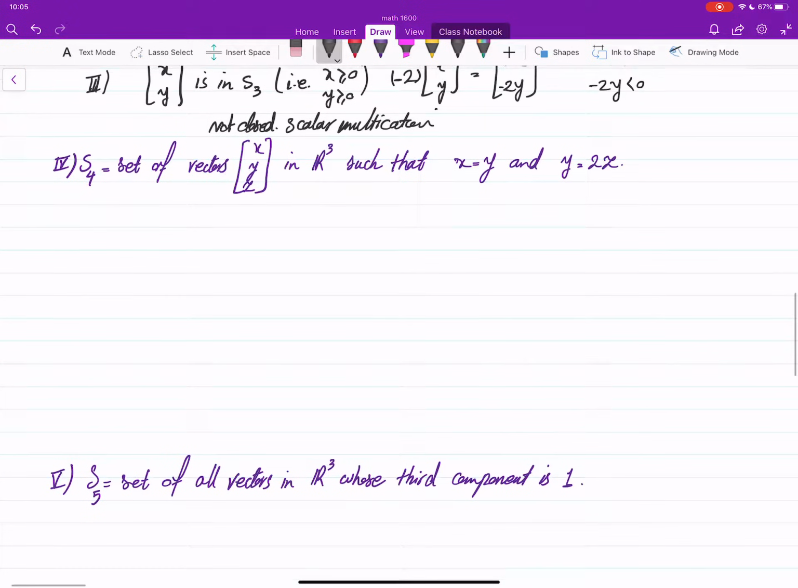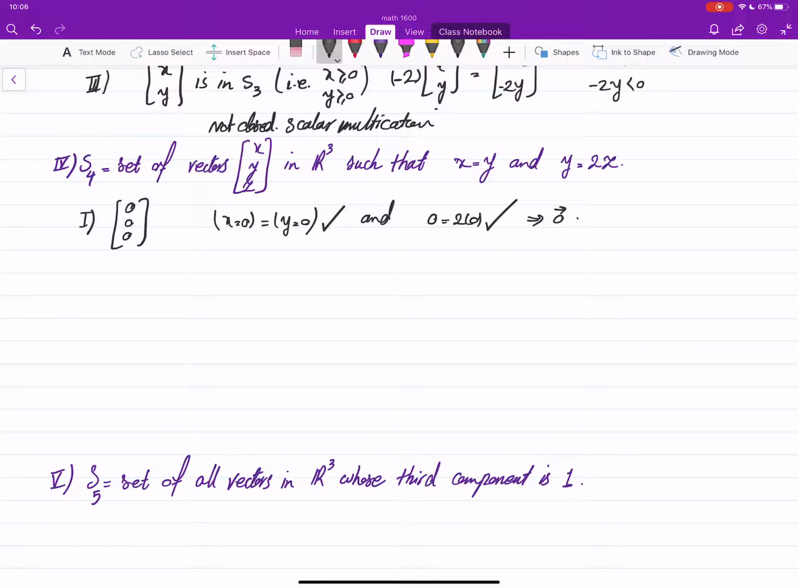Okay, S4. So first condition, 0, 0, 0. The vector 0. This is in R3, and you see that the first component x, which is 0, equals the second component, which is 0. Yes, so that is correct. And the second component 0 times 0, that's also, so that means that the 0 vector is in S4.